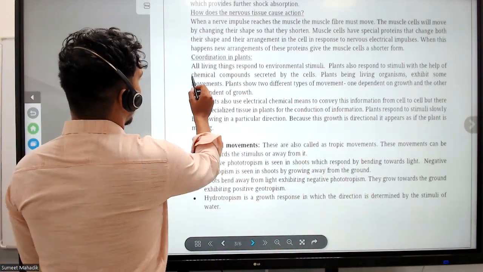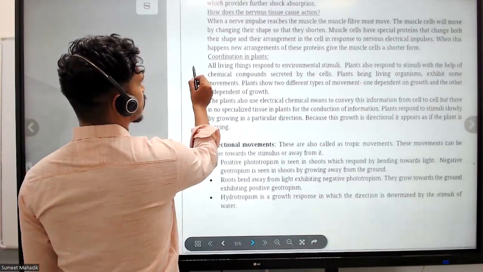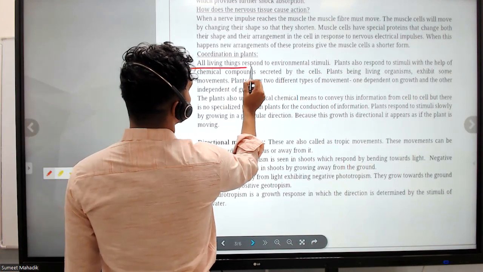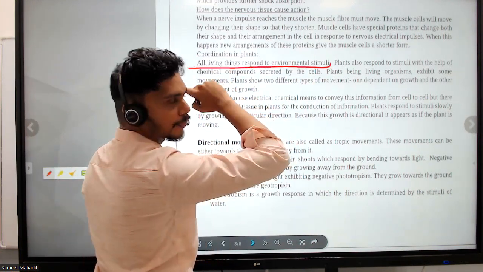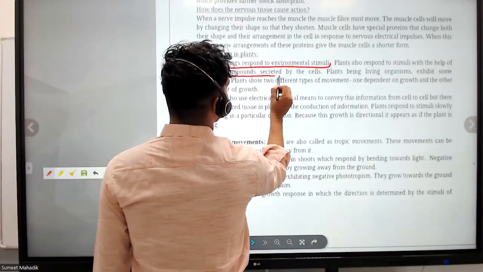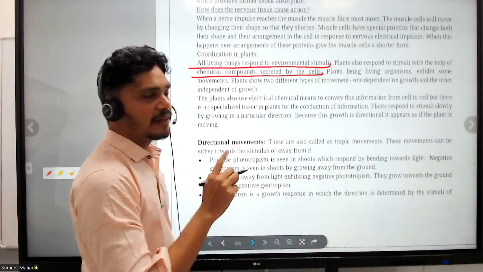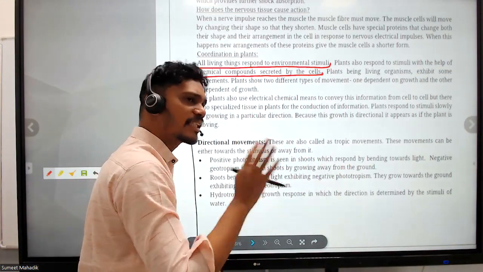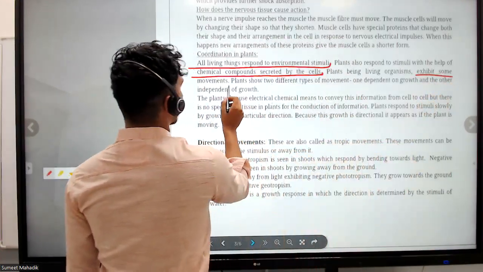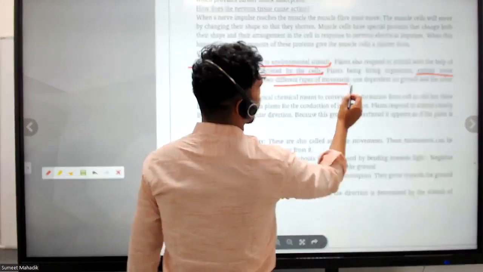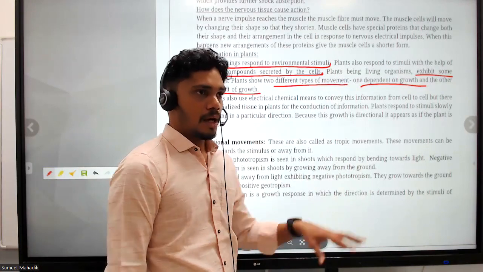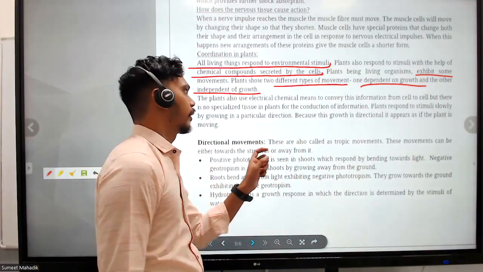So let's see. All living things respond to the environmental stimuli. Plants also respond to stimuli with the help of chemical compounds secreted by the cell. Plants, being living organisms, can't move, they're stationary, but they exhibit some movements. Plants show two different types of movement, one dependent on growth and another independent of growth.